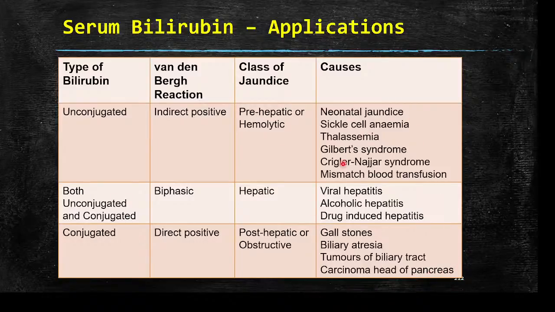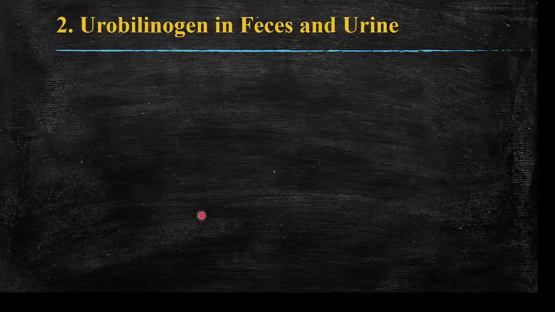So these are the three types of jaundice, that is prehepatic, hepatic and post-hepatic, and these three can be detected by Van den Bergh's reaction. Okay. So urobilinogen in feces and urine.